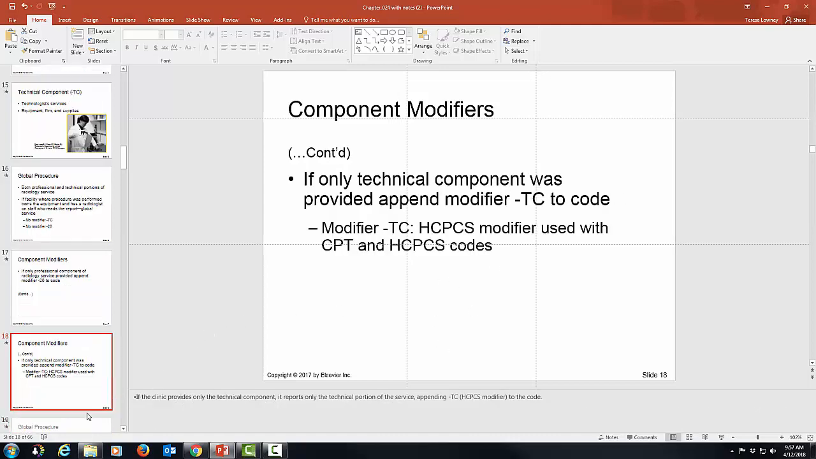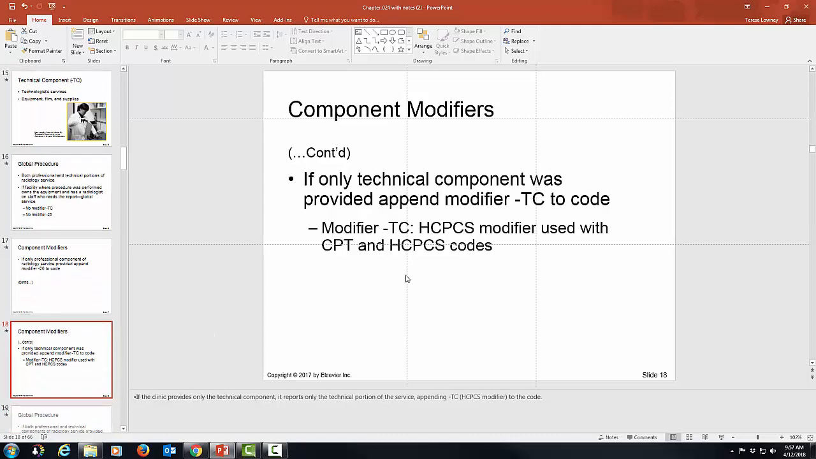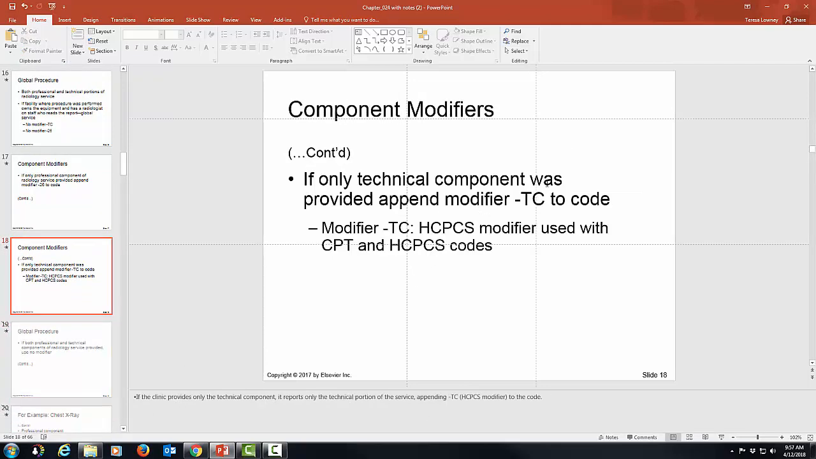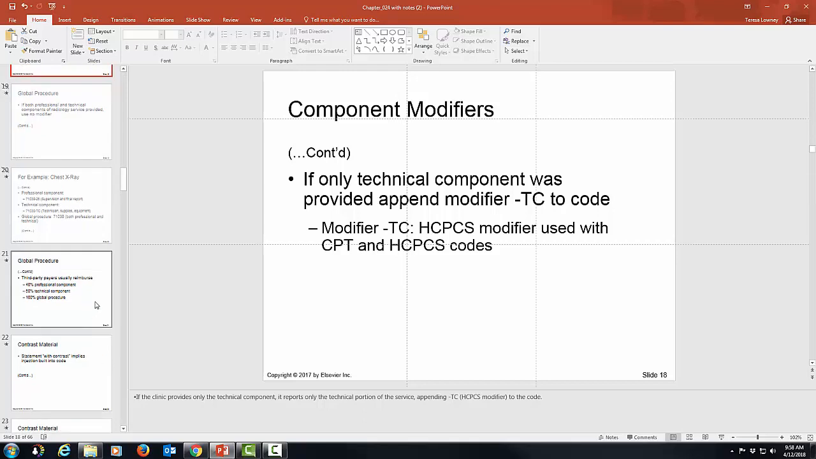I hope that is clear. And then of course, here is the technical component. If only the technical component was provided, append the modifier TC to the code. Remember that these modifiers are only for CPT and HCPCS codes. They are not to be appended to an ICD-10 code. Somebody did that in their homework last chapter, and consequently the answer was wrong.